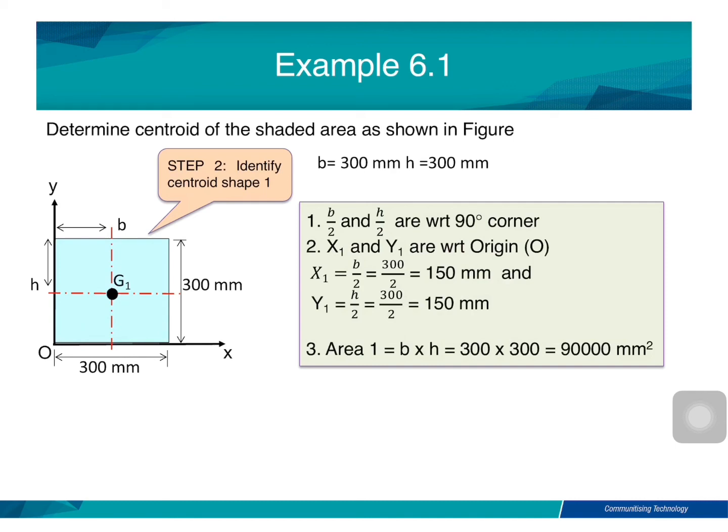Next, shape number 1 is the square, right? So now we need to measure its centroid. We have been given that B is equal to 300 and H is also equal to 300 mm. With respect to this corner, the centroid is B/2 and H/2, and from the origin also we have B/2 and H/2, because this is a square. So x1 is equal to B/2, 300 divided by 2, which is 150 mm. And y1 is H/2, which is 300 divided by 2, which is 150. The area is B times H, 300 mm times 300 mm, which is equal to 90,000 millimeter square. This is shape number 1.